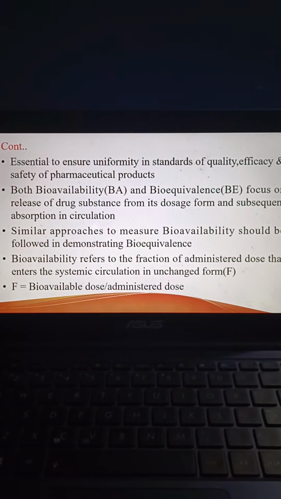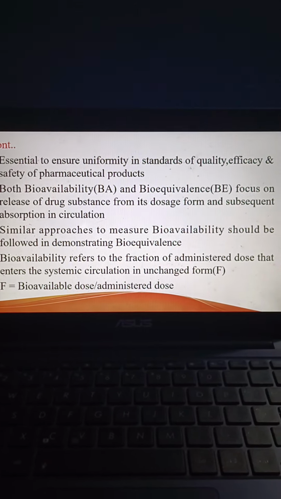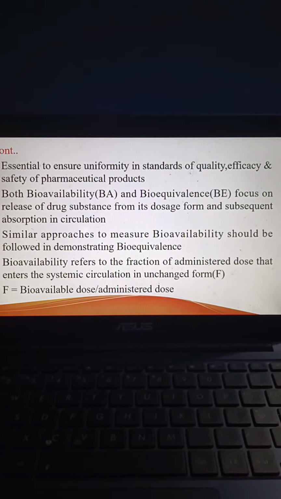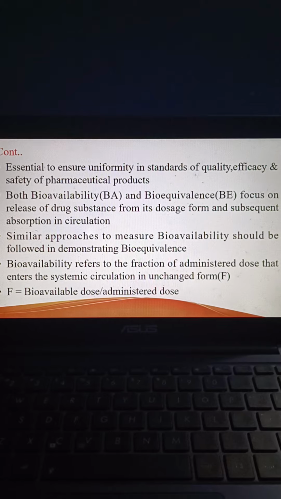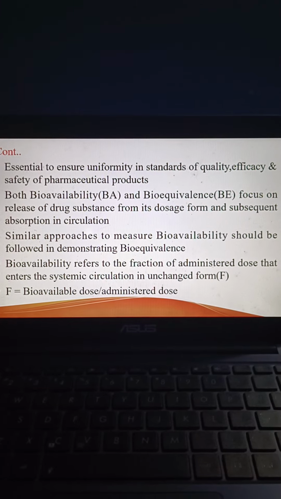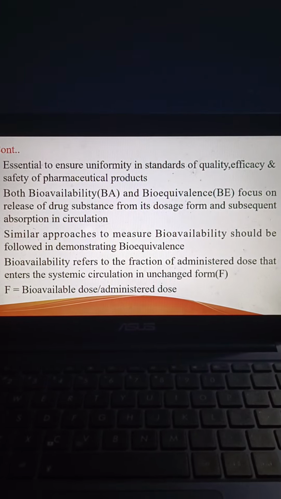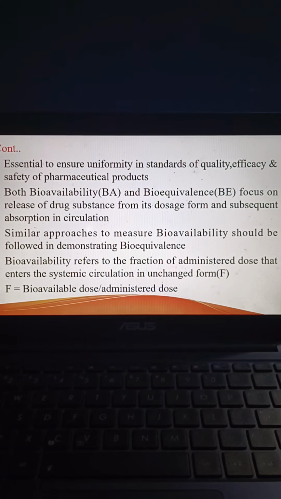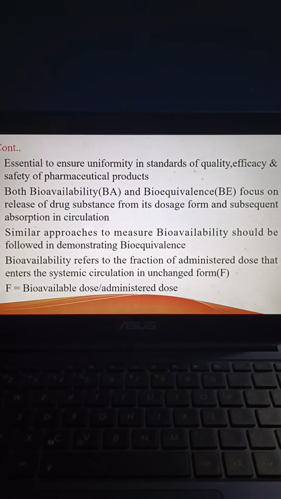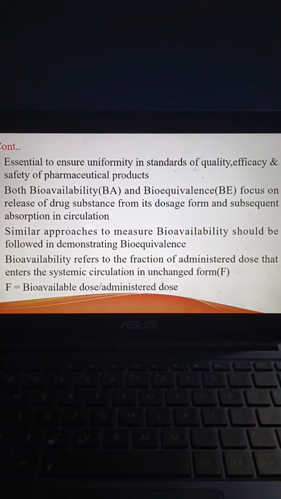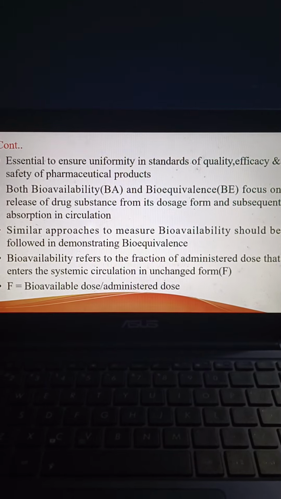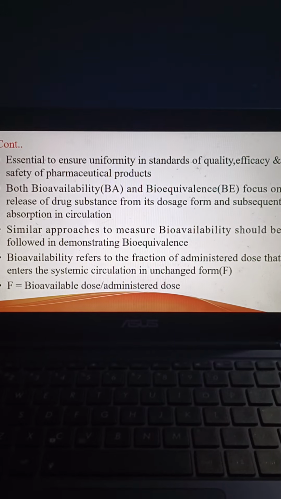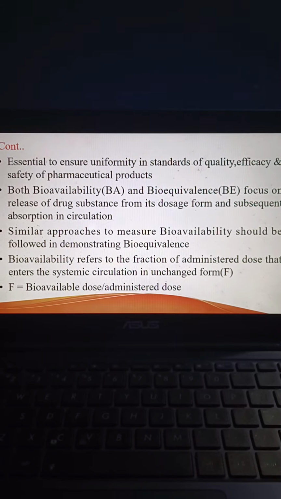Both bioavailability (BA) and bioequivalence (BE) focus on release of the drug substance from its dosage form and subsequent absorption in circulation. Similar approaches to measure bioavailability should be followed in demonstrating bioequivalence. Bioavailability refers to the fraction of administered dose that enters the systemic circulation in unchanged form, denoted as F, where F is equal to bioavailable dose divided by administered dose.